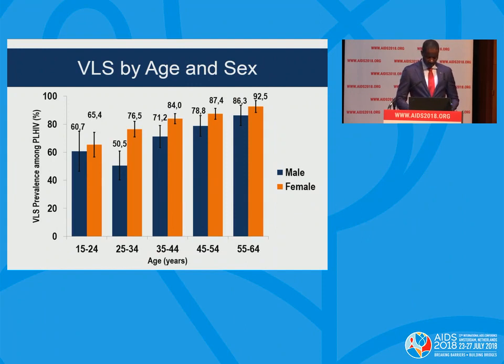In a 10-year age band, we see viral suppression was highest among older adults and lowest among young adults, with only half of the HIV-positive males aged 25 to 34 being suppressed. This was also the only age category with significant differences in viral suppression between women and men.